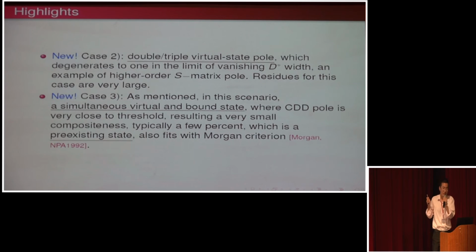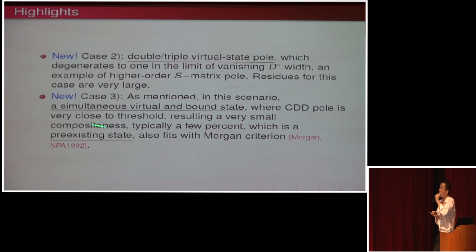So we want to mention these two points again. If we use a more advanced treatment, we will get new results. In case 2, we find a higher order asymmetric pole, and so these residues are very large. And in the third case, we find poles in both the first and the second Riemann sheet, and also the CDD pole is close to threshold. The resulting compositeness is very small.